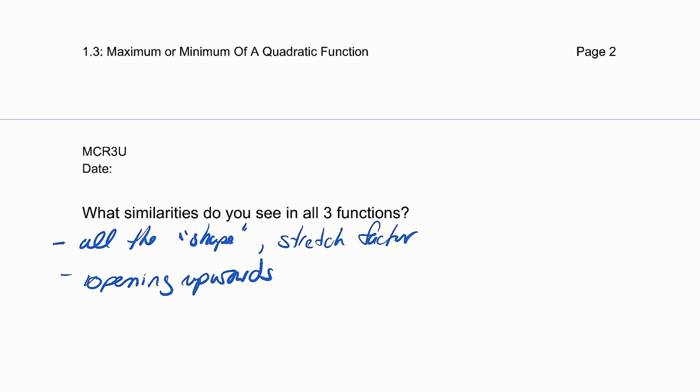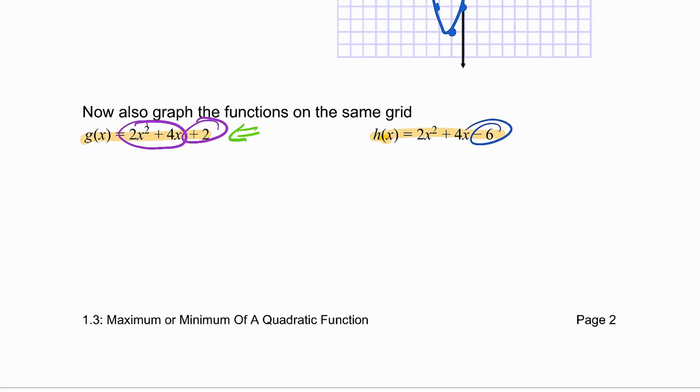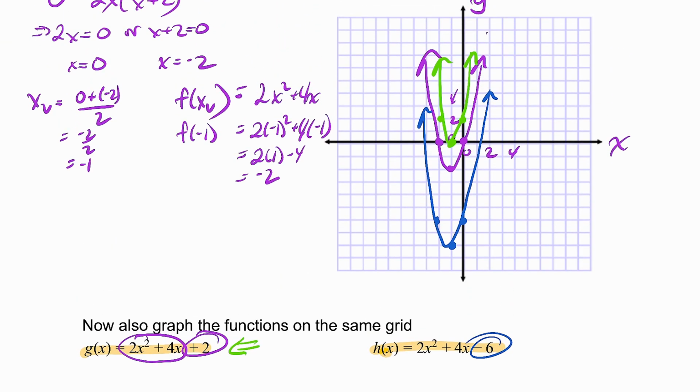So there are a lot of similarities that we see, but the main one that we want to look at is the axis of symmetry. It's the same on all of them. In other words, the vertex in all three functions falls on the same x-coordinate. So there would be the equation of the axis: x equals minus 1.